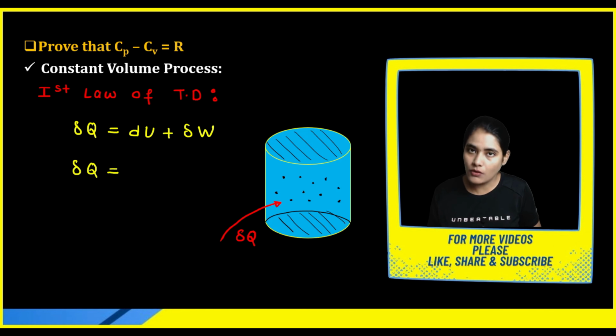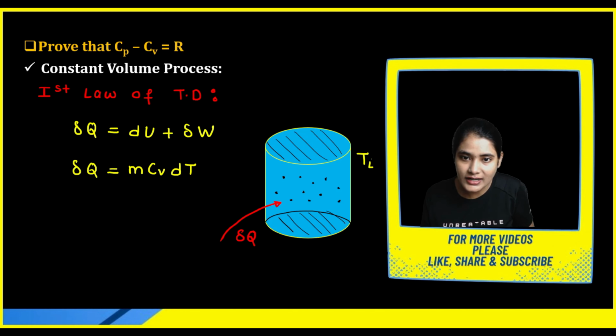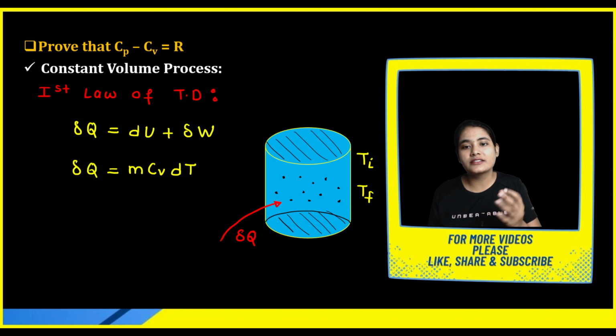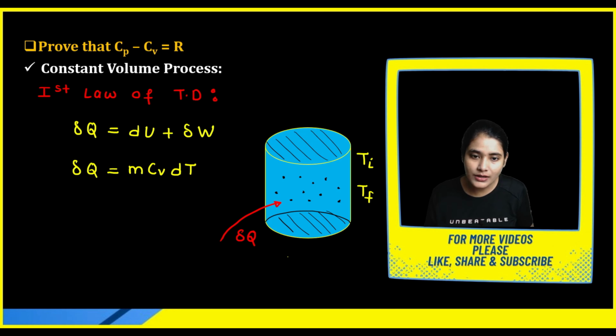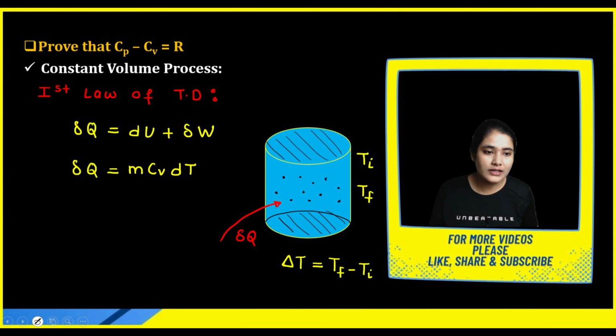What is the formula of del Q? Now you will say, ma'am, it's a constant volume process. The formula of del Q will be equal to m Cv delta T, the change in temperature. Let us consider this container's initial temperature is Ti, and when you add heat into the system, no doubt temperature will increase. Let us consider the final temperature is Tf. When you consider the change in temperature, you will get T final minus T initial, that we are putting here.